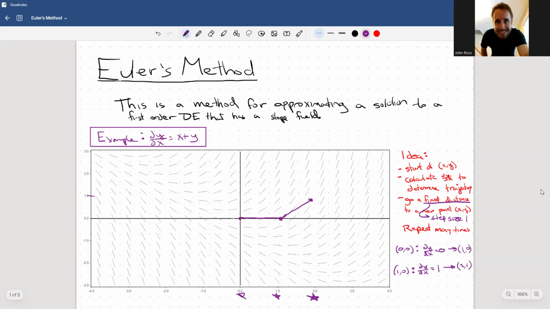And let's repeat. Let's do it one more time. So at the point (2, 1), we need to calculate our slope one more time. Our slope at that point is given by dy/dx = x + y. So dy/dx = 2 + 1. So dy/dx = 3.